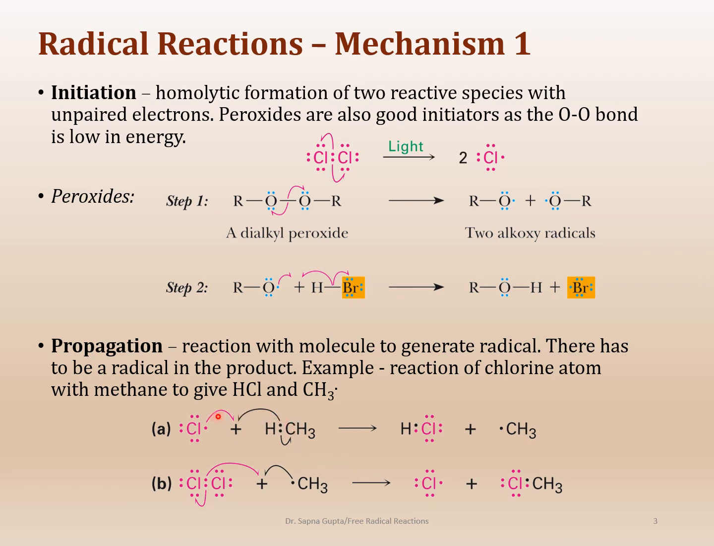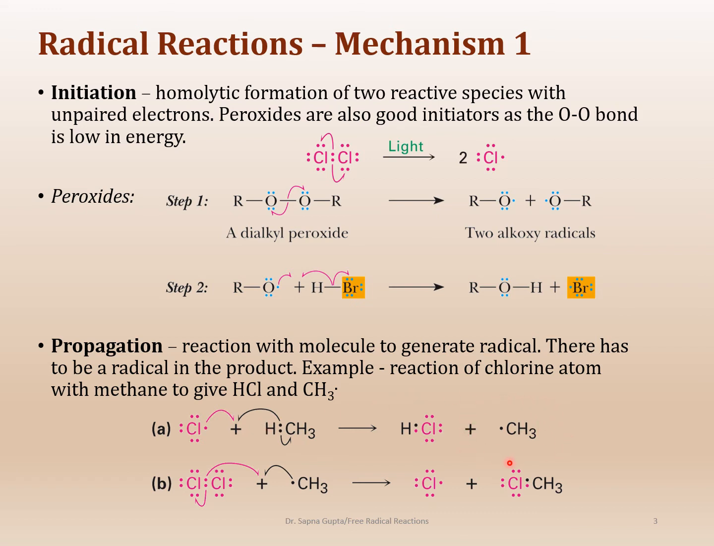Now if you look over here, all of these arrows are single-headed, which means only half-headed. So you're transferring only one electron. One electron comes from chlorine, one electron comes from the hydrogen, and the other electron in the H-C bond will go on to the carbon over here. Which means that you end up generating HCl from the chlorine radical, and you also form a methyl radical.